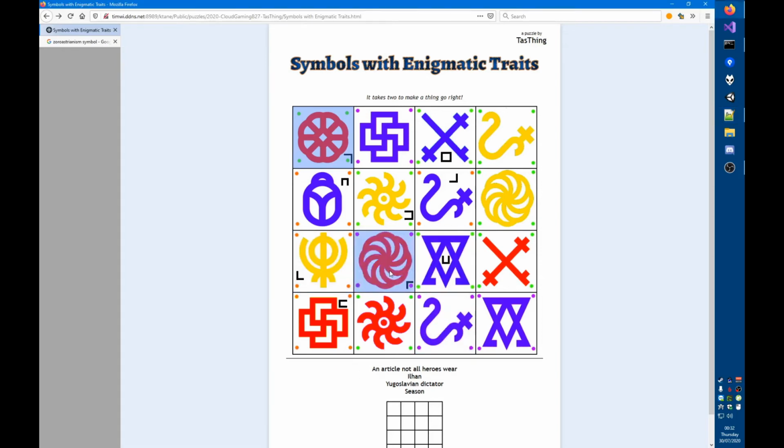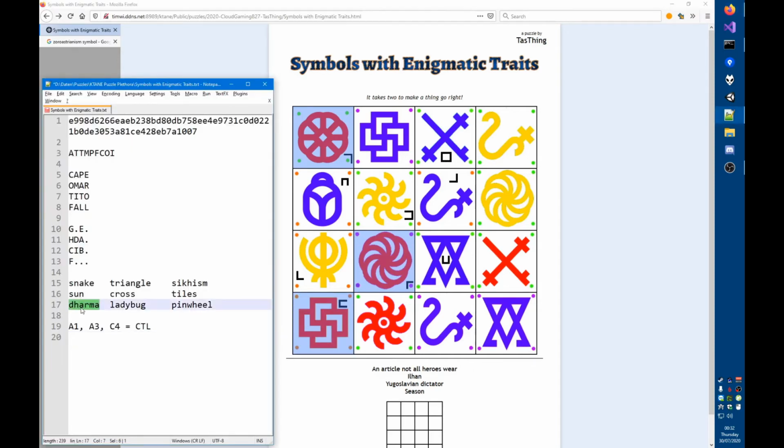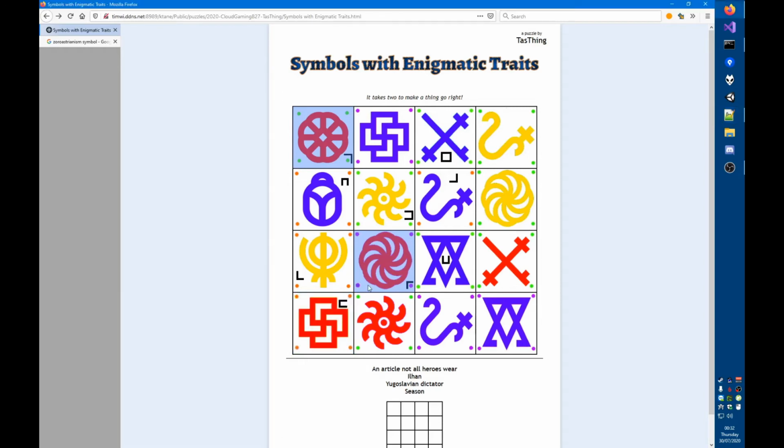Does this form a set? We need orange dots around a red symbol. Yeah, I should have checked which symbol first. We need the ladybug. Okay, so it's not that.